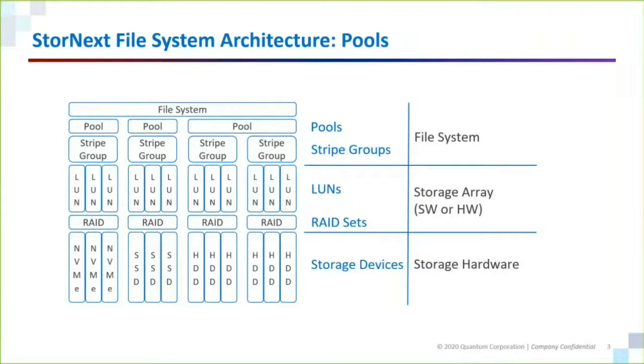And typically, we carve those RAID sets up into LUNs. And if you're creating a StorNext file system, you'll bundle those LUNs into stripe groups. Before pools, a file system would simply always be a collection of stripe groups. Now with pools, as you see here in the diagram, it's another level of abstraction above stripe groups. Still have your storage devices, RAID sets, LUNs, stripe groups, but now a pool is one or more stripe groups, and a file system consists of one or more pools. That's where things fit together in the big stack.